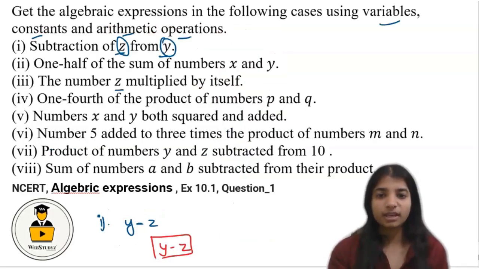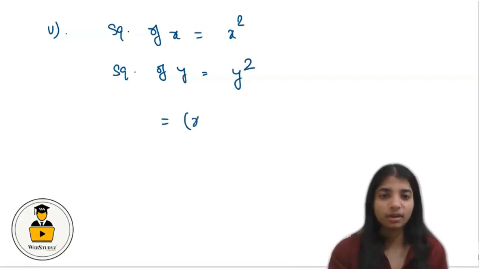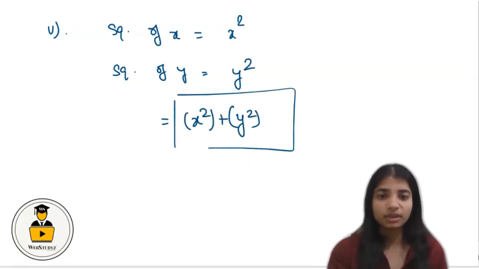In part 5, we are given that the numbers x and y are both squared and added. So basically we are given two numbers which are x and y. So the square of x is equal to x raised to the power 2, and the square of y is equal to y raised to the power 2, and we have to add the squares of both numbers. So this is equal to x square plus y square. So this is the answer to part 5 of this question.